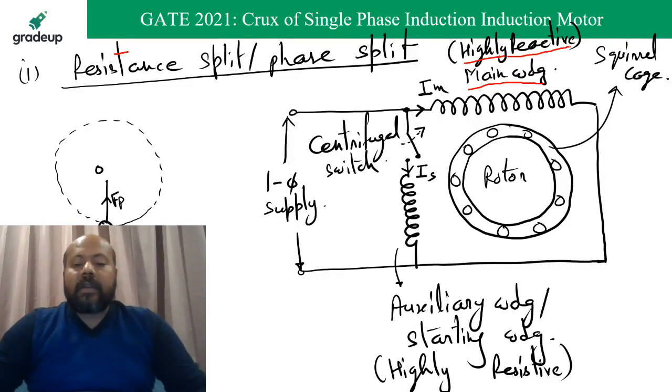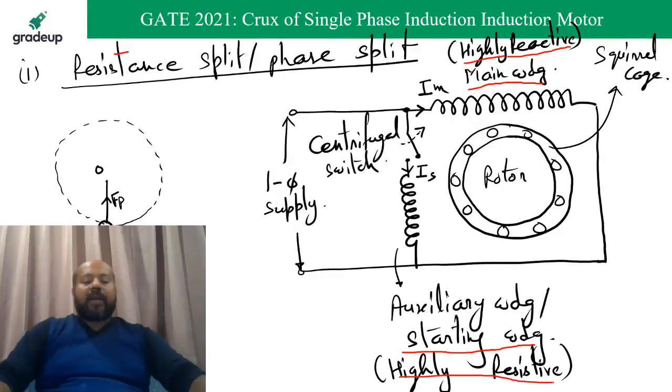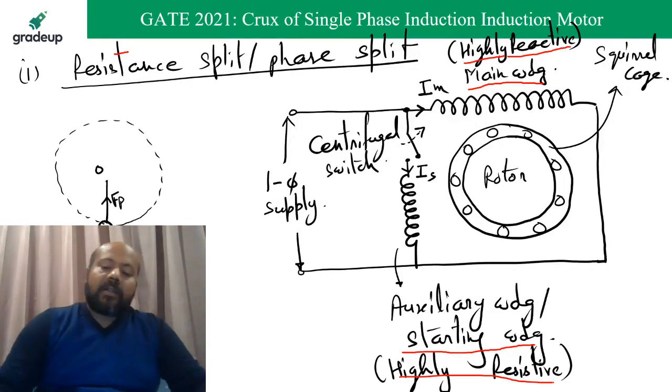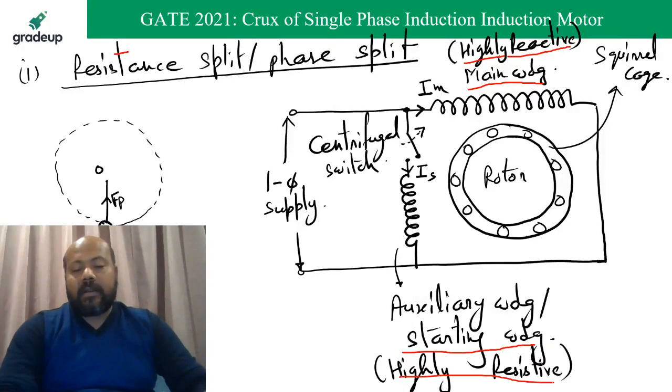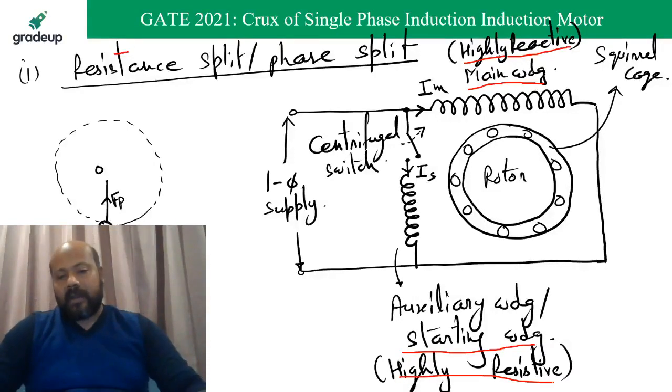One extra winding or auxiliary winding we are using, which we are calling the starting winding, and this winding is going to be highly resistive. Why is it highly resistive? And that is why we are calling it resistance split. The reason is the starting torque of a single phase induction motor is directly proportional to the phase angle between the main winding current and the starting winding current.